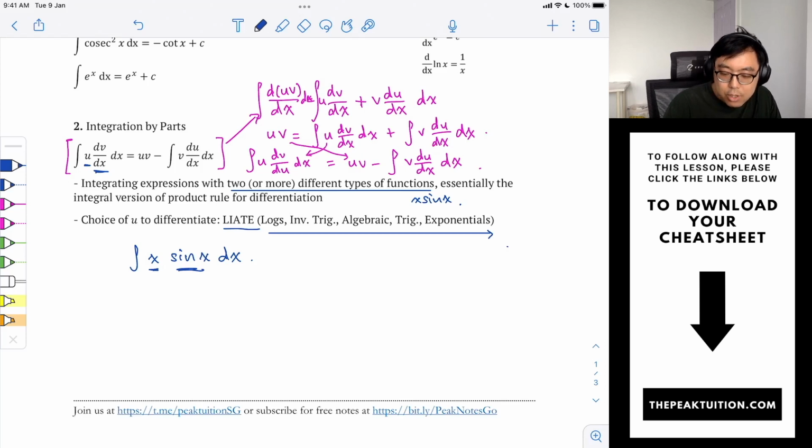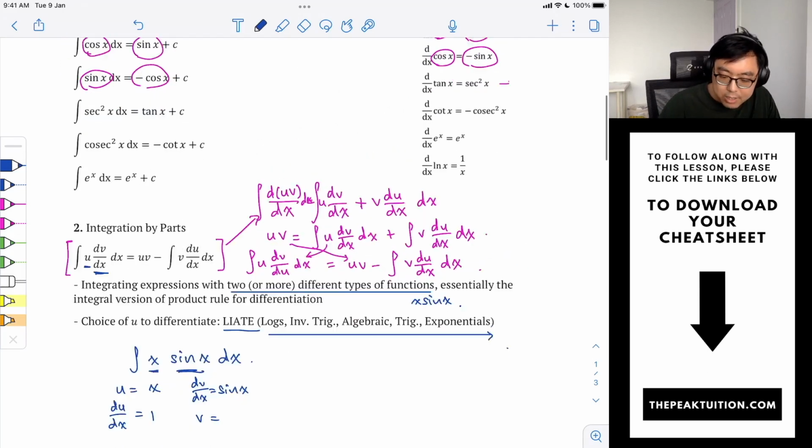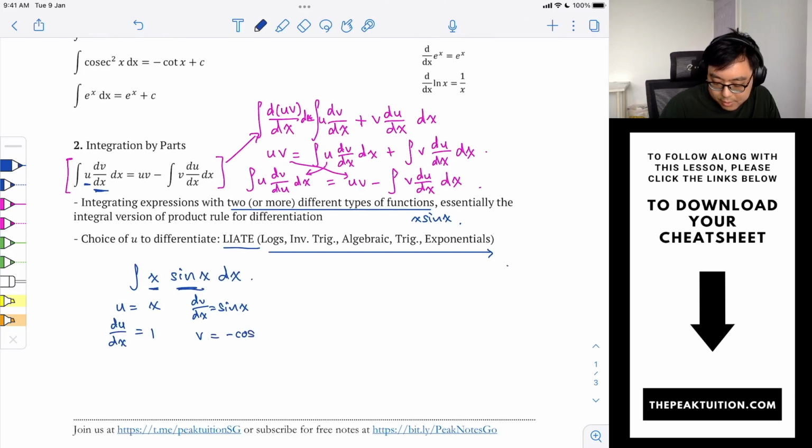We see that the u has a priority of logarithms, inverse trigonometry, algebraic, trigonometry, and exponentials. So here the first one in this priority list will be algebraic. So we set u equals x. du/dx is then 1. dv/dx is sine x. V is minus cosine x.